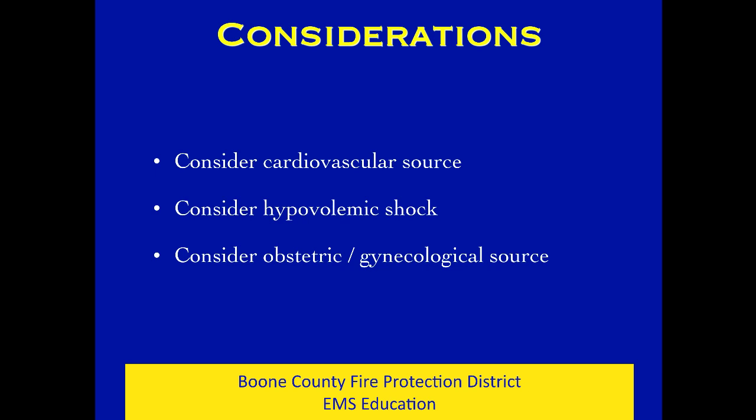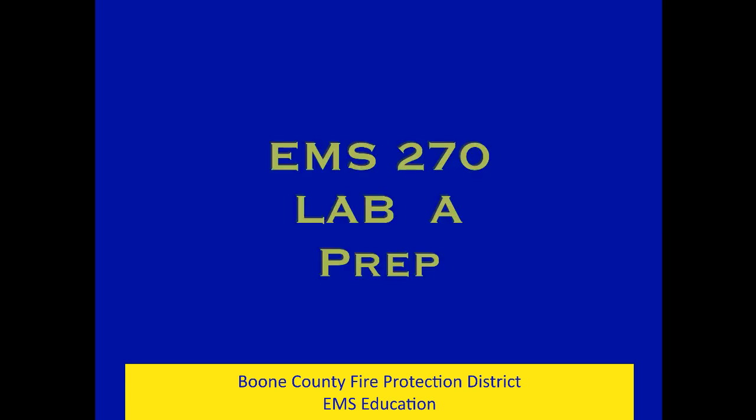And then consider there's some possible OB/GYN sources for abdominal pain. You can have ovarian cysts that can rupture or not. You could have other issues with ectopic pregnancy or something, so they don't have to have vaginal bleeding in order to have an OB or GYN source for this. It can just show up as abdominal pain.